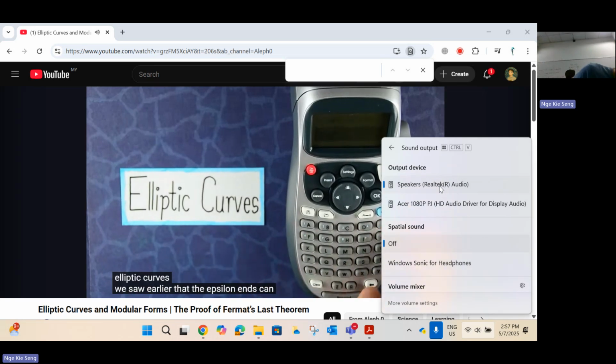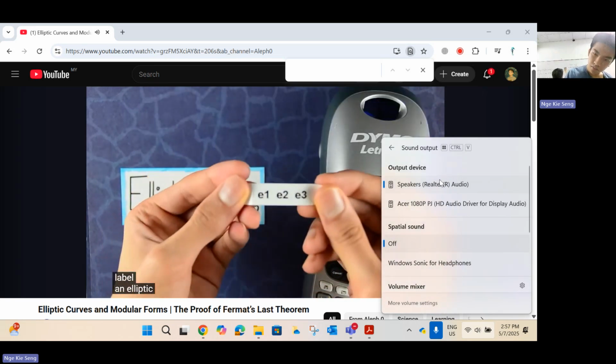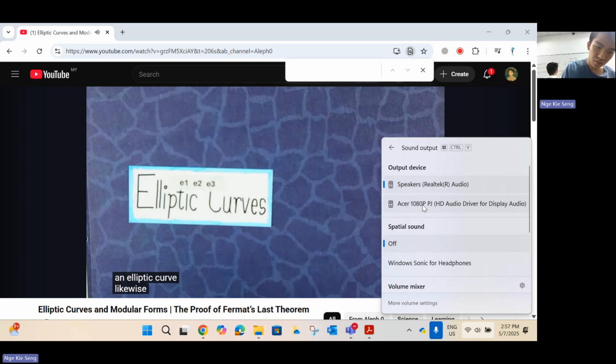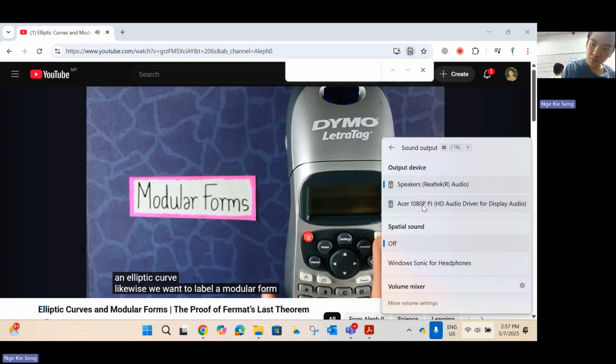Elliptic curves. We saw earlier that the epsilon ends can label an elliptic curve. Likewise, we want to label a modular form with a C.